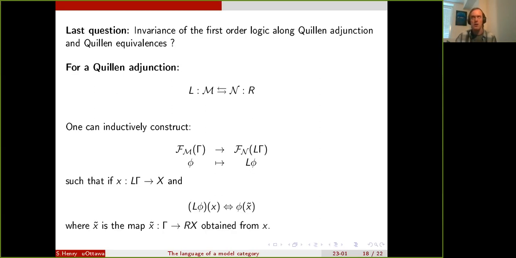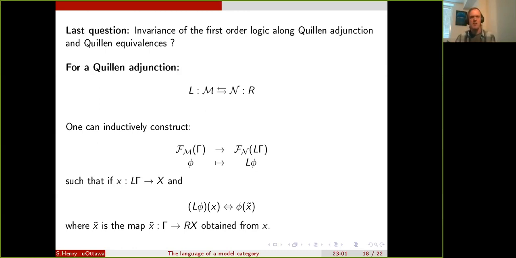It does not completely characterize it, but it satisfies the following fact: if I want to know whether the formula L of phi is validated by some element X, where X should be a morphism from L gamma to X, then L phi of X will be true if and only if phi of X tilde is true, where X tilde is the corresponding element under the adjunction, so the corresponding map from gamma to R of X. So we have some kind of adjunction property for this action on formulas.